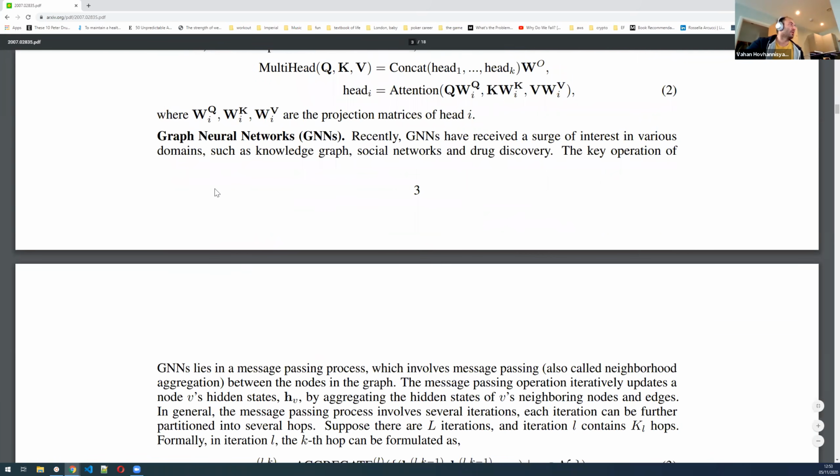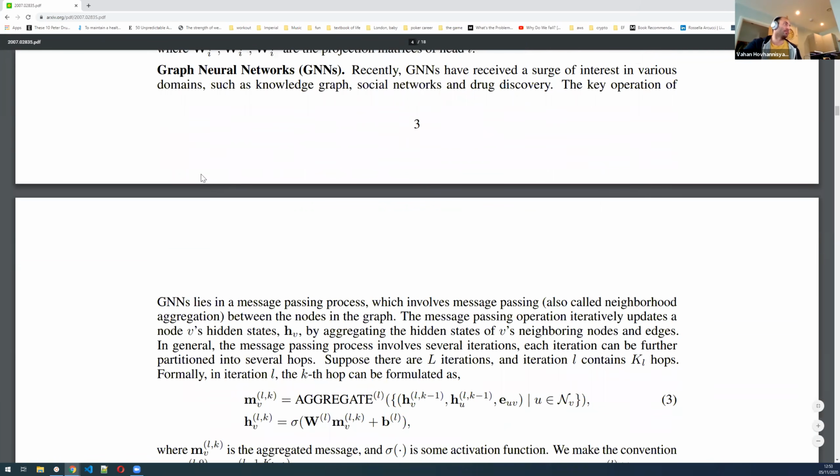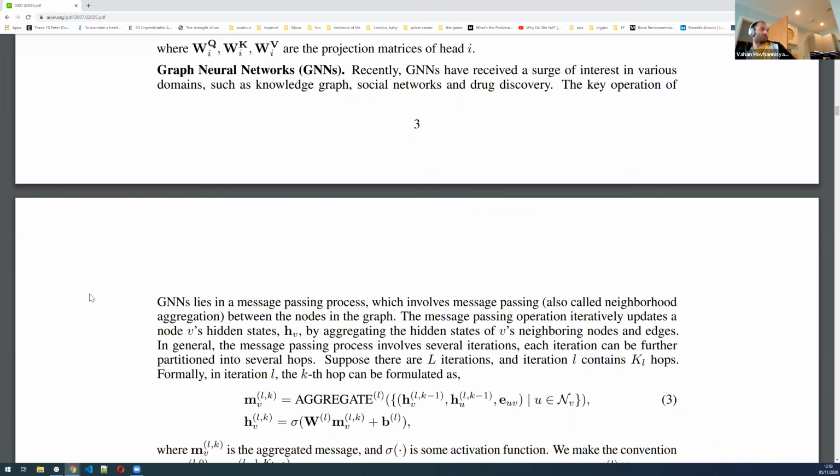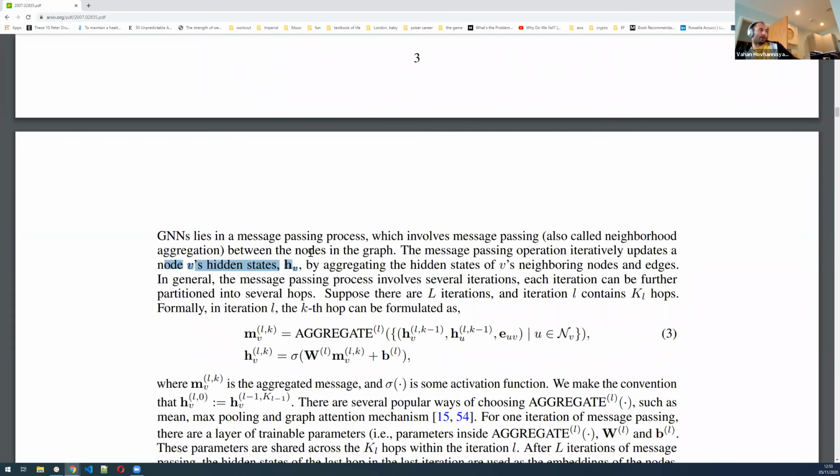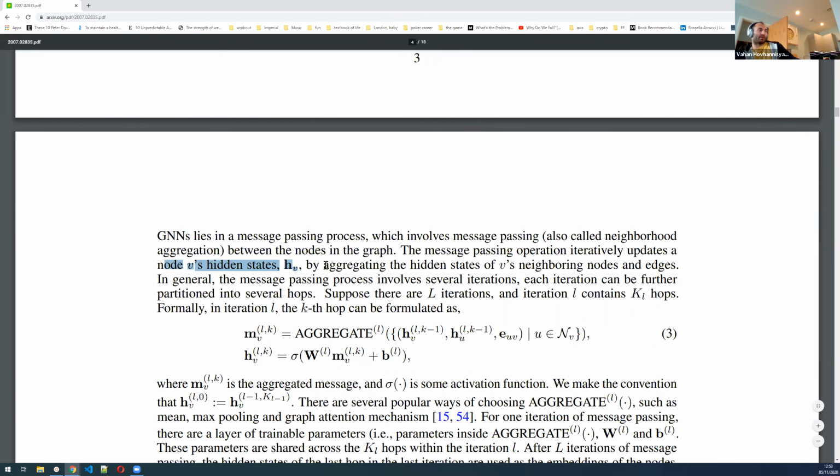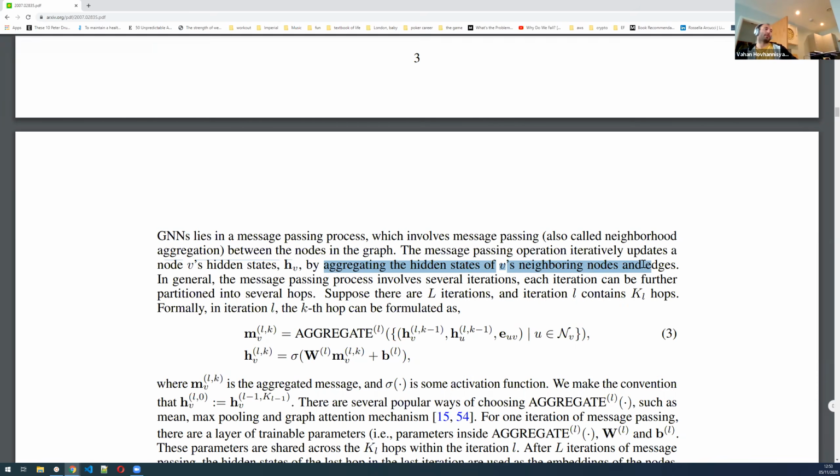All right, cool. And then the last bit here is the graph neural networks. Here we will use the message passing framework because it's sort of general. And here, each node or vertex will have a hidden state. We call it HV. And then it will be generated by aggregating hidden states of its neighbors. And neighbors can go multiple steps, right? Multiple hops away.